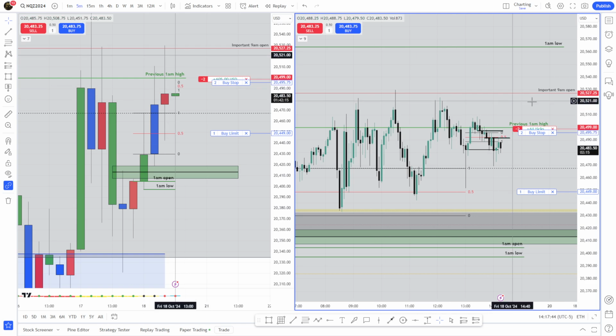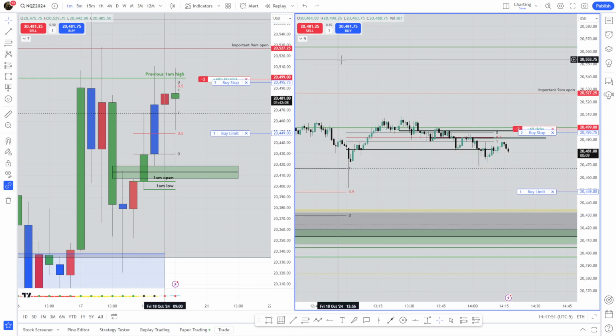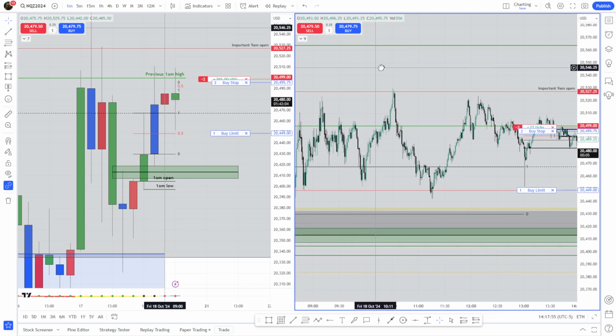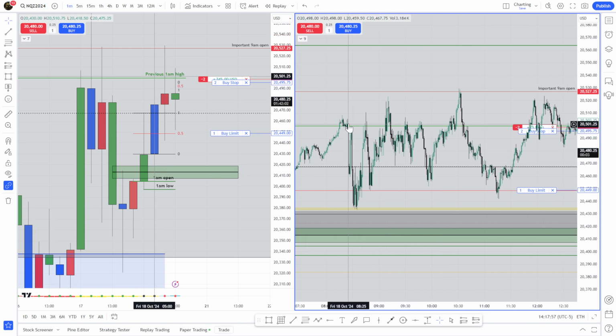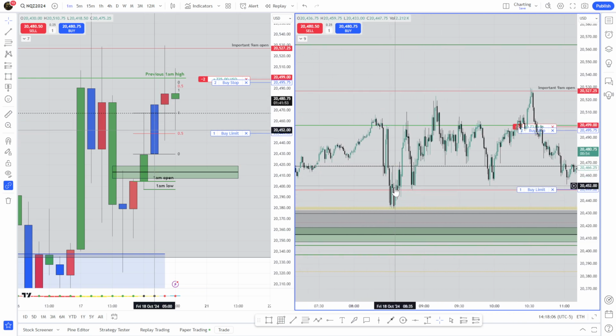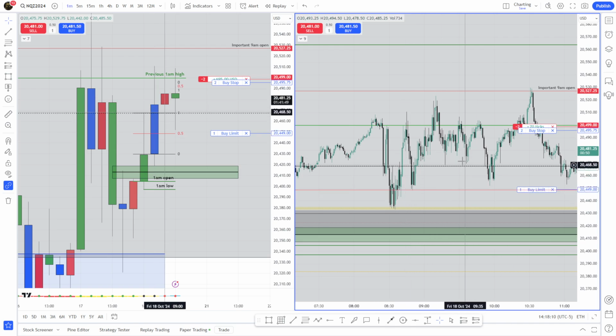Dude, this 1 minute's got to look like shit. Jesus. Look at the freaking rebalancing, constantly rebalancing over and over and over. Up, back down, up, down, wick, wick, wicks.